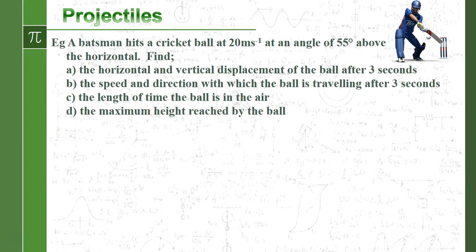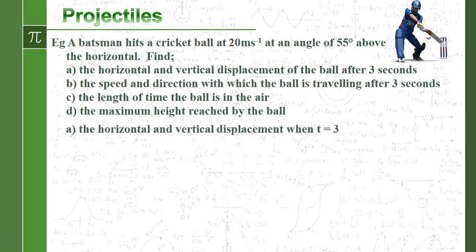So here we go. We've got a batsman hitting a cricket ball at an initial speed of 20 metres per second and at an angle of 55 degrees above the horizontal, and we've got a bunch of questions that we've got to solve here. So let's deal with these things one at a time. So first of all, we've got to find the horizontal and vertical displacements when t equals 3. So after 3 seconds, essentially saying, well, where is this ball?